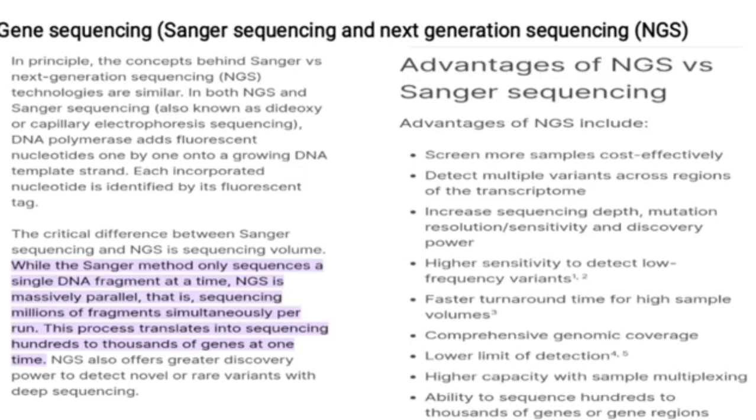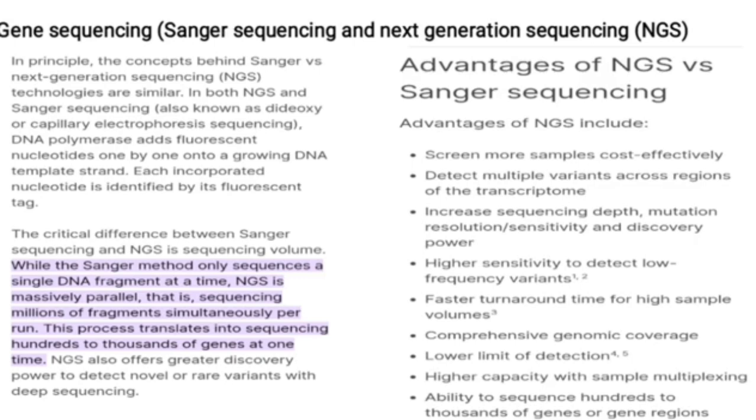But the difference between the two, Sanger sequencing and NGS, is based on the volume. Whereas the Sanger method only sequences a single DNA fragment at a time, NGS is massively parallel, sequencing millions of fragments simultaneously per run. So the process translates into sequencing hundreds to thousands of genes at one time. NGS also offers greater discovery power to detect novel or rare variants with deep sequencing.